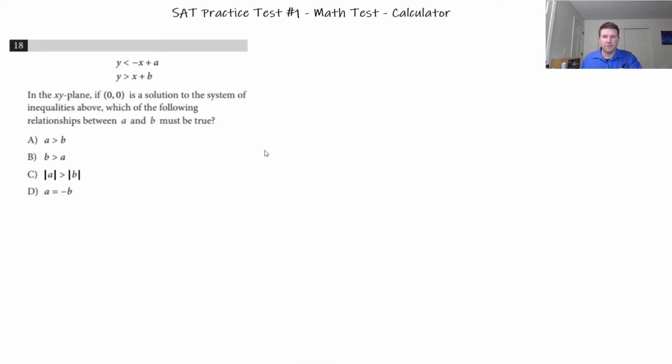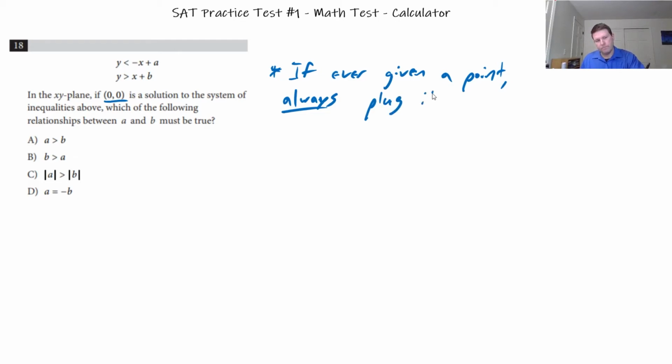Number 18 is actually crazy important because it includes something that you'll see really, really often, and that is a point that they're giving, okay? So I would actually write this down in your notes because it is that important. I'm going to make a special note of it over here. If ever given a point, always, always, always plug it in for x and y. Most of the time, this will get you through 95% of the problem. That's really all they're testing you on, is knowing to plug this in, right?